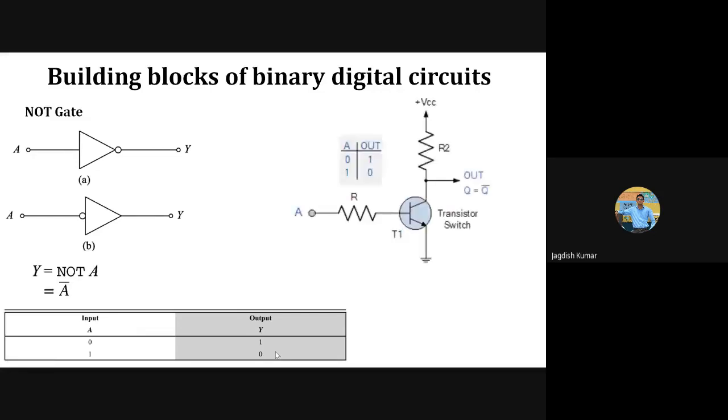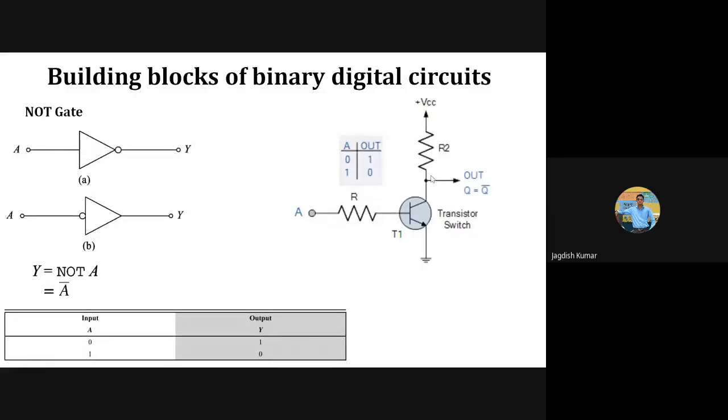You have already done it. Now here is where we can understand how we can actually make a NOT gate with the help of a transistor. What kind of transistor is this? This is a PNP transistor or NPN, you check it. Fine. You should have studied the operation of a transistor as a switch.